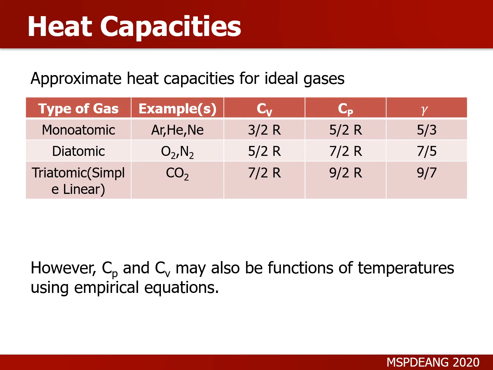Now, for triatomic gases, sometimes this may hold true, sometimes this may not. For example, CO2, Cv is 7/2 R, Cp is 9/2 R, gamma is 9/7. So as you can see, there is a pattern that we can observe. However, these are approximate constants or approximate heat capacities only, and we know from your ChemE 102 that Cp and even Cv may also be functions of temperature using various empirical equations.